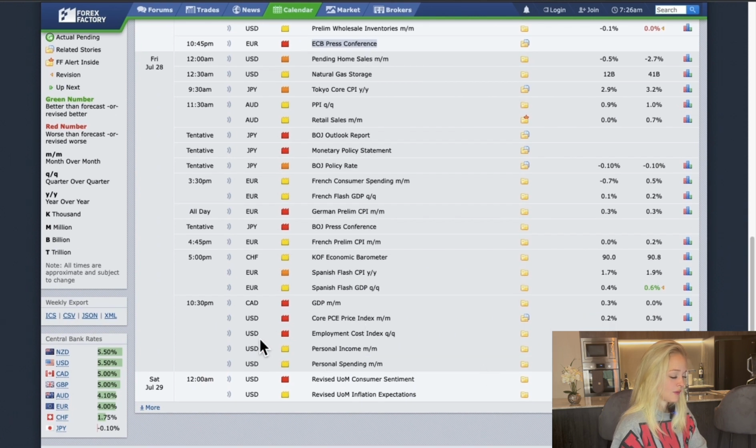Aside from that, we don't really have too much. We've got some GDP for CAD. USD, we've got some PCE, employment cost index. I don't really see that as a big market mover, to be honest, but it's good to be aware of it. Stay safe out there, guys. Use good risk management as always, and be patient.